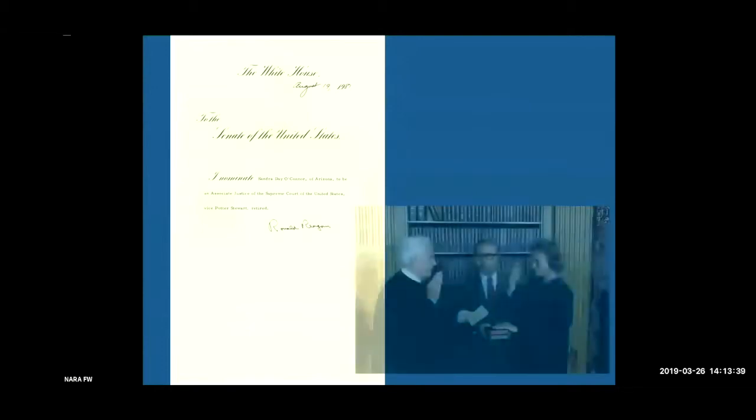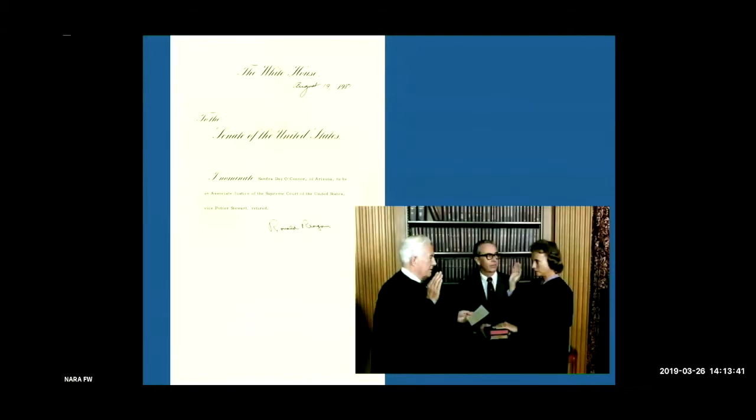It says the White House, August 19th of 1981. It says, to the Senate of the United States, I nominate Sandra Day O'Connor of Arizona to be an Associate Justice of the Supreme Court of the United States. And it says, signed Ronald Reagan. And here is a photograph of Sandra Day O'Connor taking her oath of office when she was sworn in as a Supreme Court Justice.